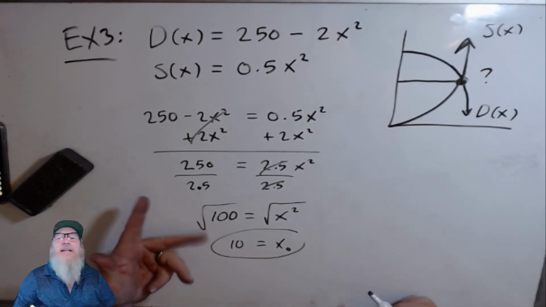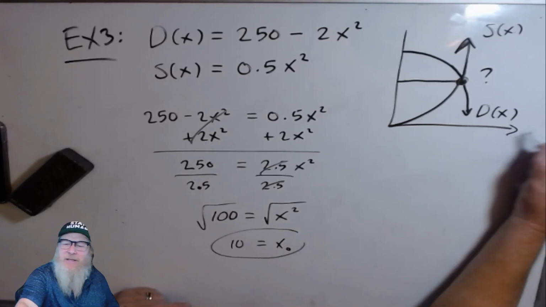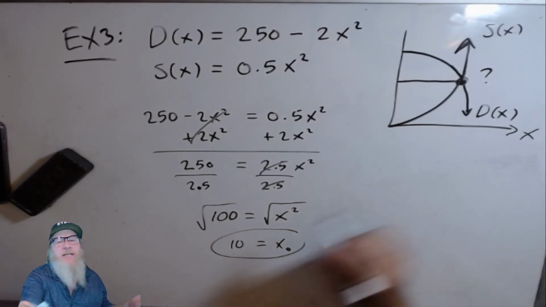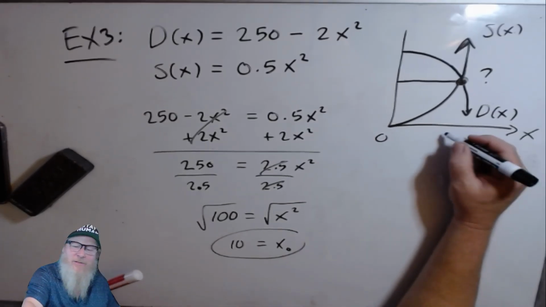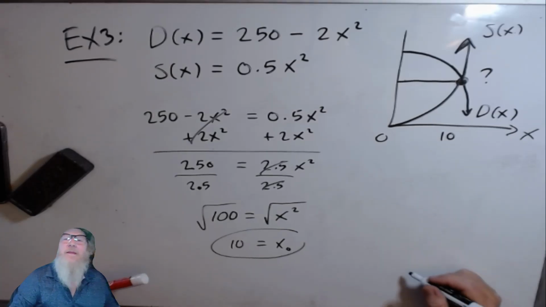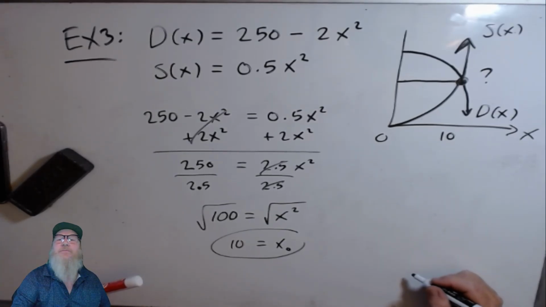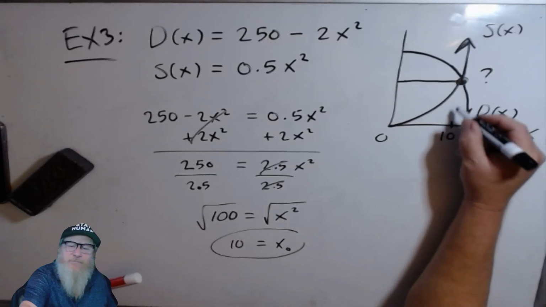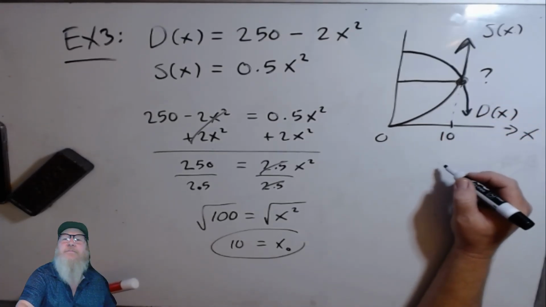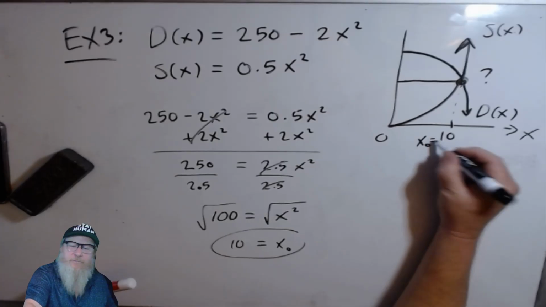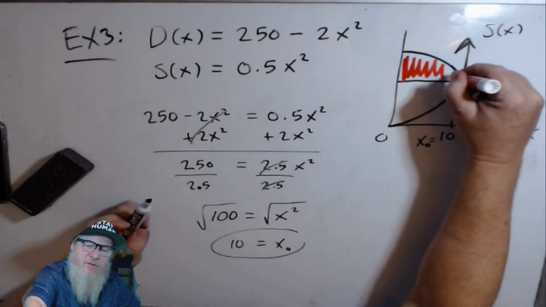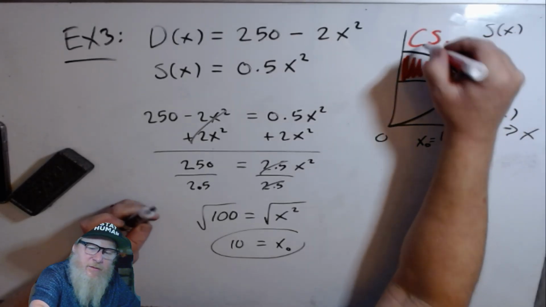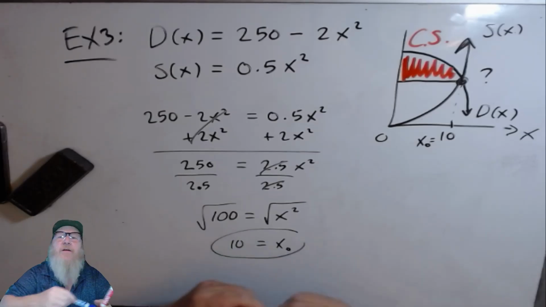Technically, it's plus or minus the square root, but clearly that's the reason why the context is so important. X has got to be greater than 0. And so it's from 0 to 10. That'll be this point right here. And again, we have the consumer and the producer.